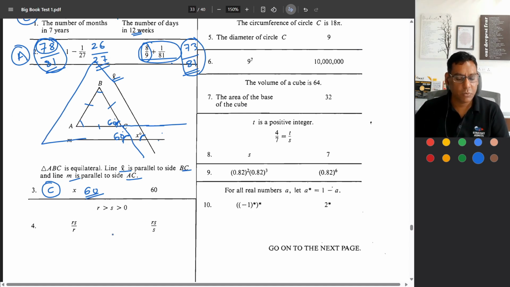Let's look at question 4. R is greater than S greater than 0. All right. I don't know anything about R and S. I could take the numbers also. Let's say 3 greater than 2 greater than 0. Okay.